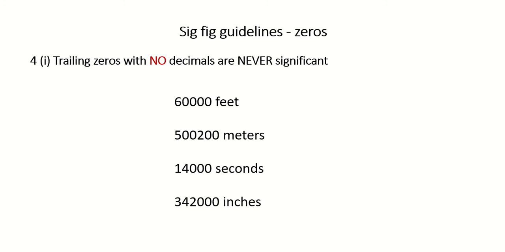Now the most confusing part for many students is these trailing zeros. Trailing zeros can be visualized in two different ways, with the decimal point and without a decimal point. Whether you see this decimal point or not makes a big difference. So if you're seeing trailing zeros with no decimal point, those zeros are never significant.